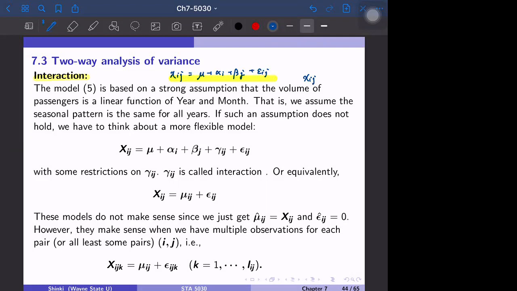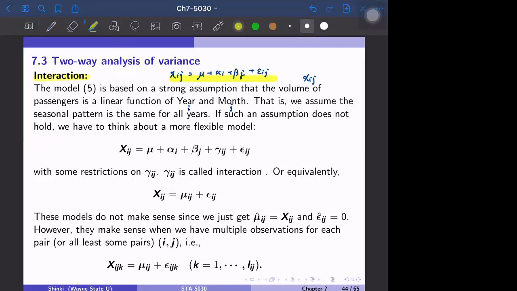Year is the first factor, i, and the month is the second. So the year and month do not relate to each other. That is, we assume that the seasonal pattern is the same for all years. But if such an assumption does not hold, for example, if different years have different seasonal patterns, then we have to think about a more flexible model.